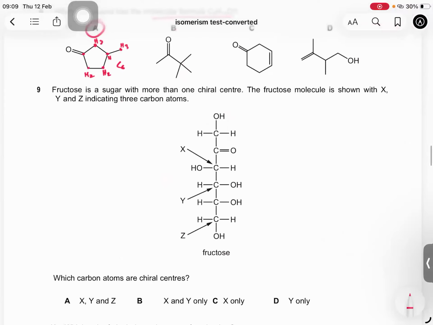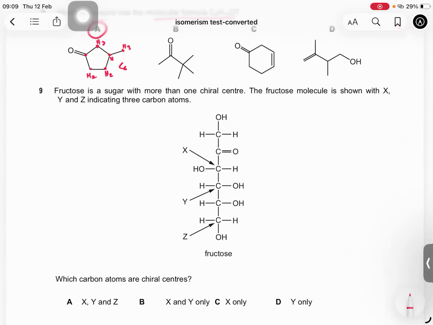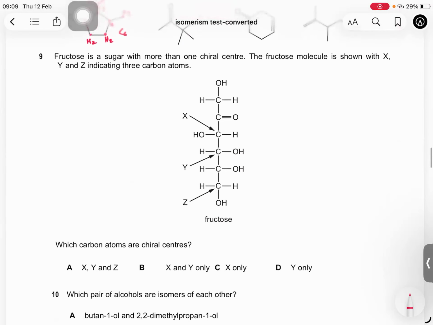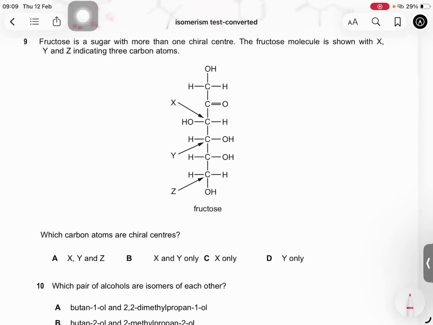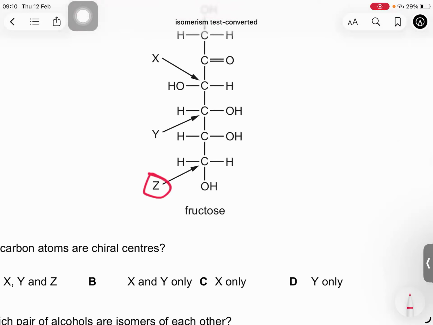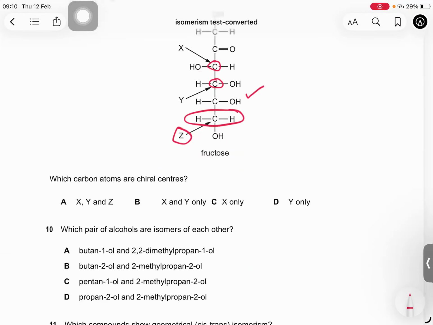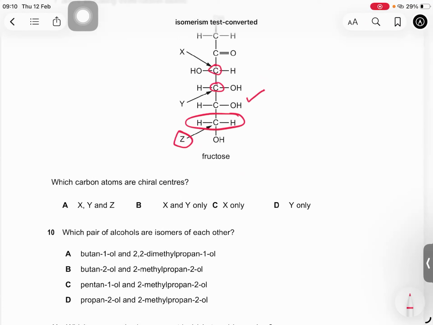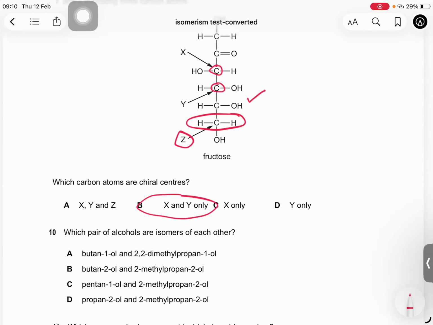Fructose is a sugar with more than 1 chiral center. The fructose molecule is shown with X, Y, and Z, indicating 3 carbon atoms. Which carbon atoms are the chiral centers? Z तो नहीं हो सकता. Why is Z not chiral? There are 2 hydrogens attached. What about Y? What about X? Because all 4 different groups are attached, so there's no point of going into the detail. We have got the idea. So X and Y, किसका answer होगा? B.